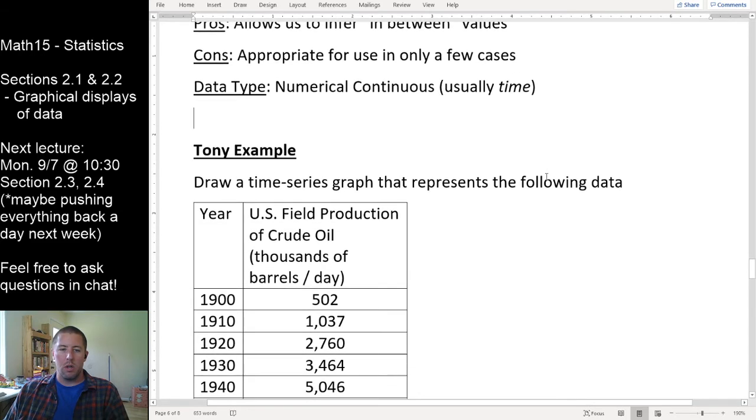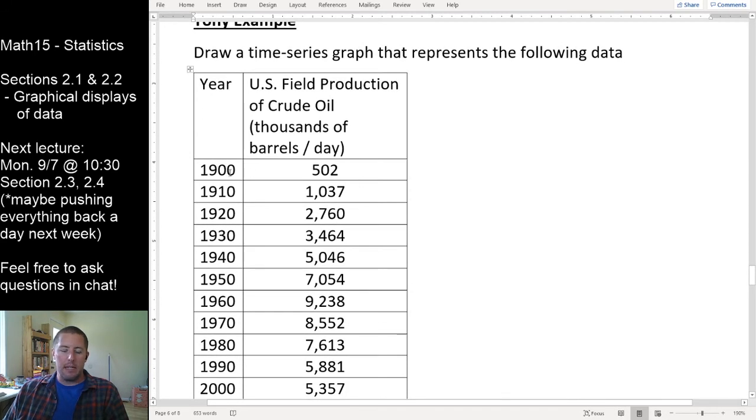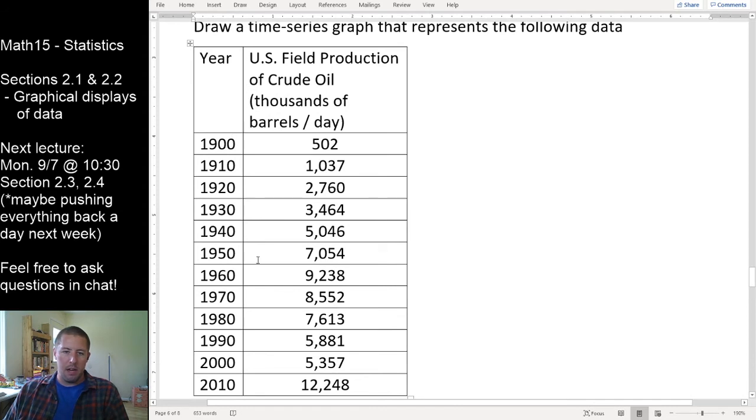So let's just do a quick example here. It's a Tony example, not a book example. Let's just draw this quick time series graph. And the point is that there's nothing going to be super weird here. I've got the US field production of crude oil in thousands of barrels per day from 1900 to 2010. So there's 12 total data points right here. And before I even draw the graph, it's absolutely appropriate for you to say things like, apparently, in about the year 1905, we were probably producing somewhere around 7,500,000 barrels of oil per day.